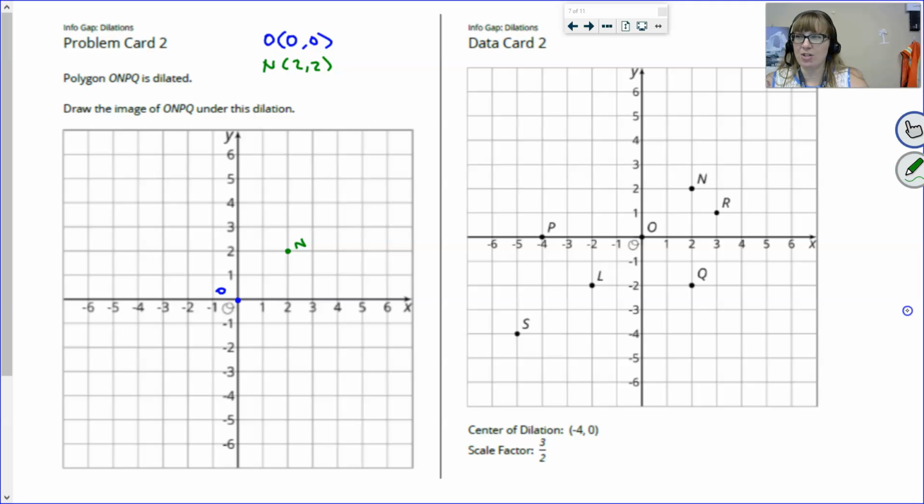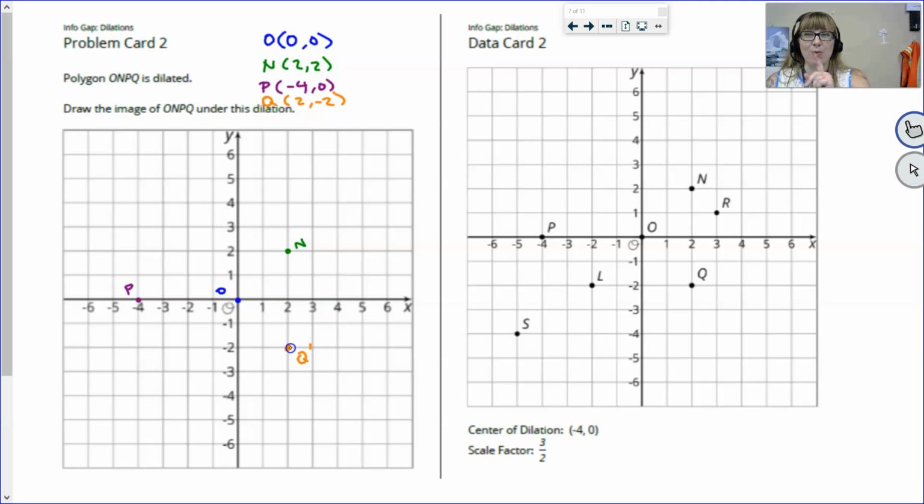Then we would have asked the question, where is P? P has coordinates of -4, 0. So we would have plotted that point. And Q, where is Q? Q has coordinates of 2, -2. So we would have plotted that point.